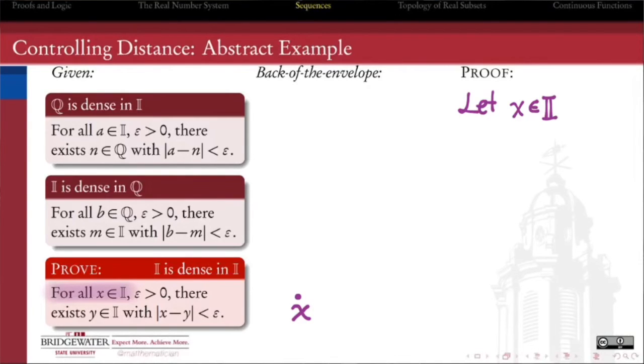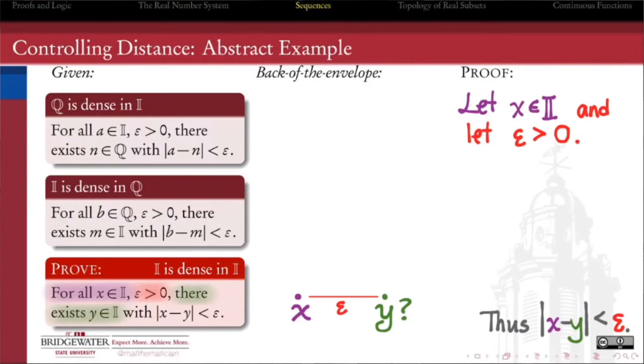In other words, how do we know for any irrational number x and for any epsilon greater than 0 that there is another irrational number y within an epsilon's reach of x? What we want is to control the distance between x and y to be less than epsilon. But the theorems that we know on this slide only control the distance between rational numbers and irrational numbers. We're trying to control the distance between two irrationals. So, how can we do that?